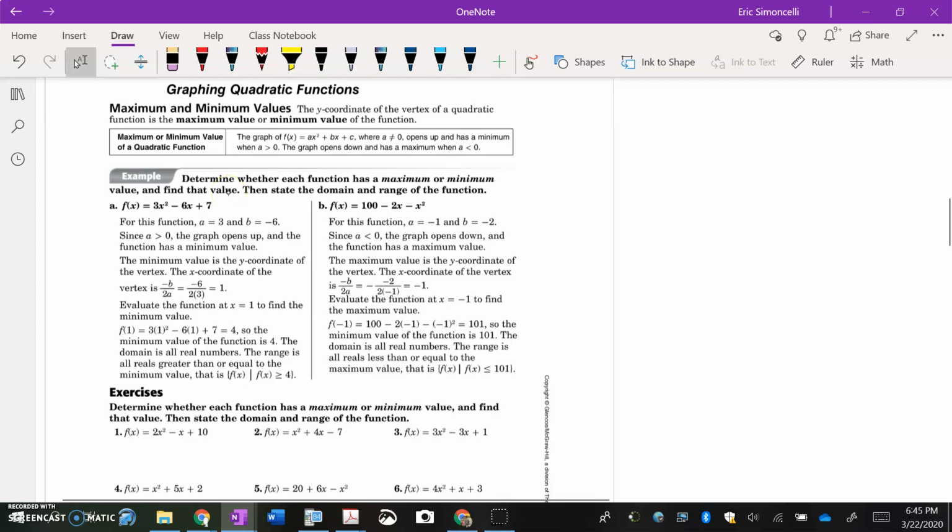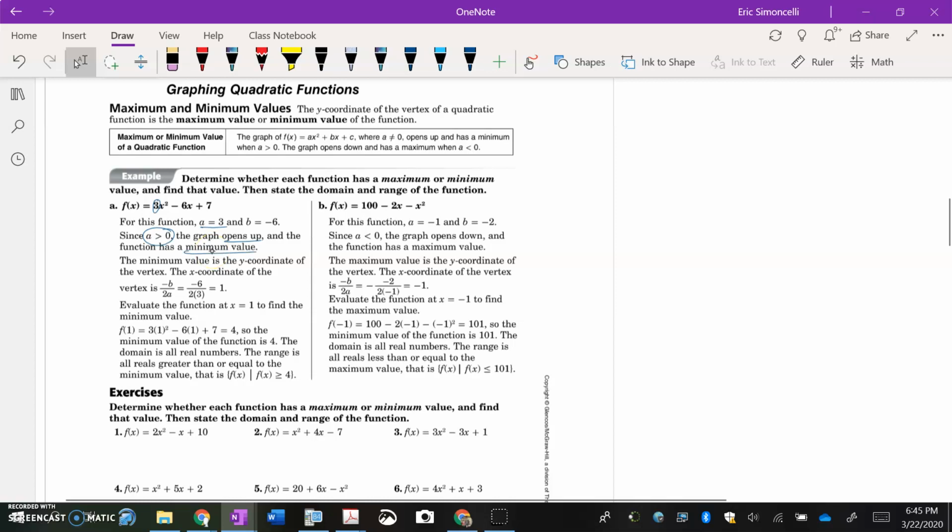So determine whether each function has a max or a min value and find that value. Then state the domain and range of the function. Okay, so for part A, here's your equation. Right off the bat, I'm going to highlight that my a value of 3 is in fact positive. And since it's positive, the graph will open up. And the function, therefore, is going to have a minimum value by definition.